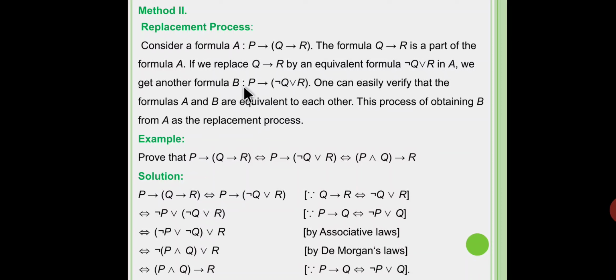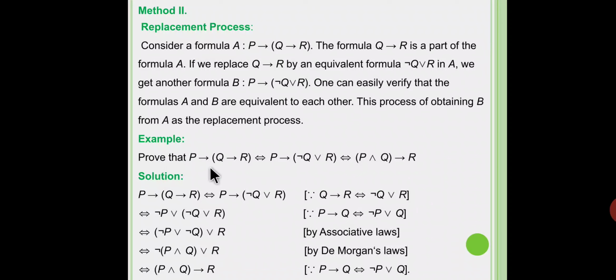So B is P implication (negation Q or R). One can easily verify that the formulas A and B are equivalent to each other. The process of obtaining B from A is called the replacement process. So let us consider the examples.